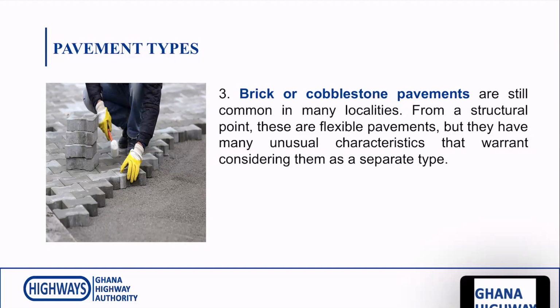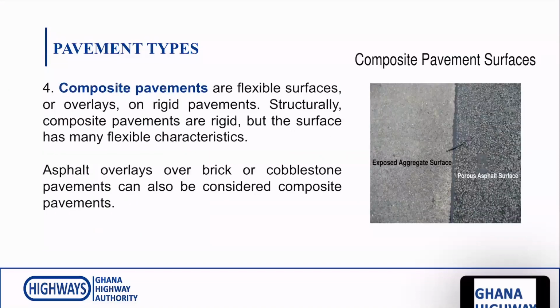And the final ones are composite pavements. These are flexible composite pavements. These are concrete pavements that have flexible pavements on top of them. So they have been overlaid with flexible pavements. A cobblestone pavement, which is also overlaid with asphalt, is also called a composite pavement.